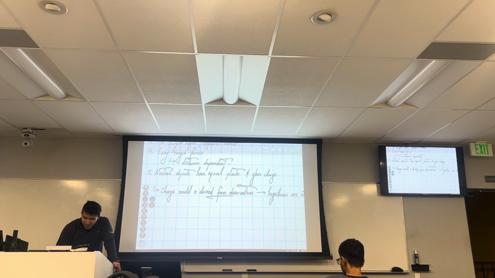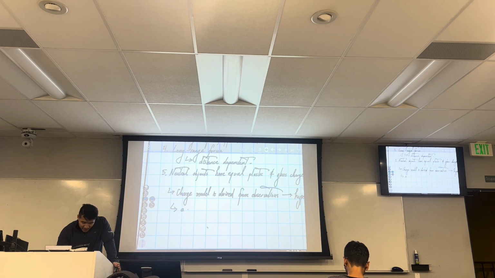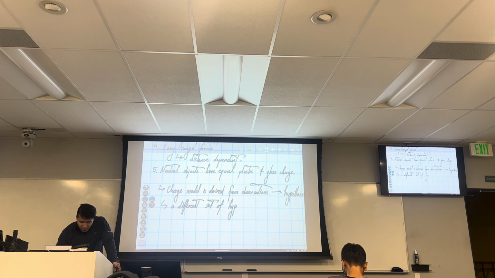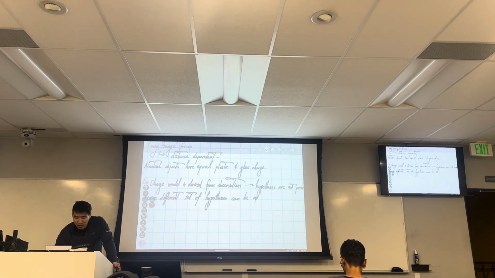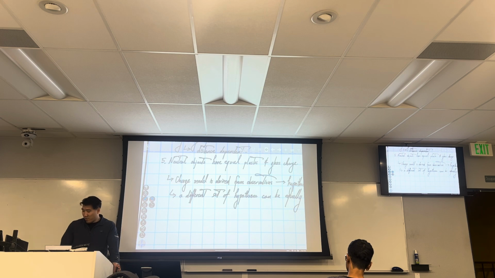So, just because it's from observations, meaning all of science is, no hypothesis can ever be proven. Meaning, a different set of hypotheses can be equally valid. And you could come up with your own set of hypotheses as long as they don't contradict any of the observations. We would have to say that they are equally true, at least with the observations that we've had up to this point. Well, that's the nature of science. It can never prove any hypothesis correct.